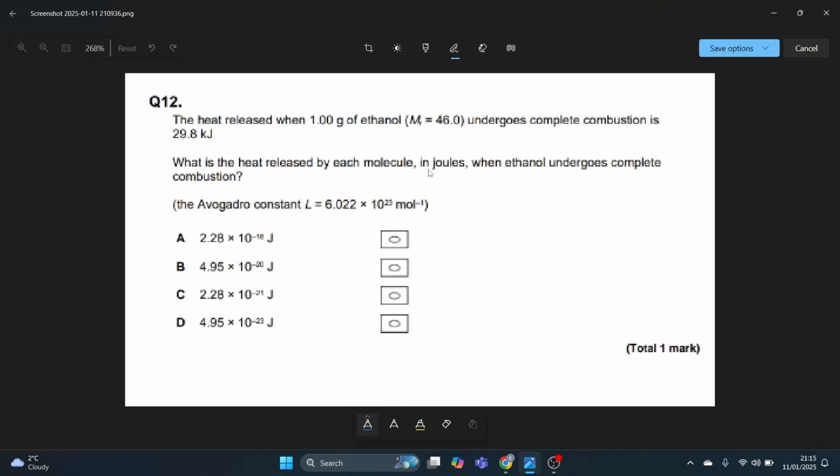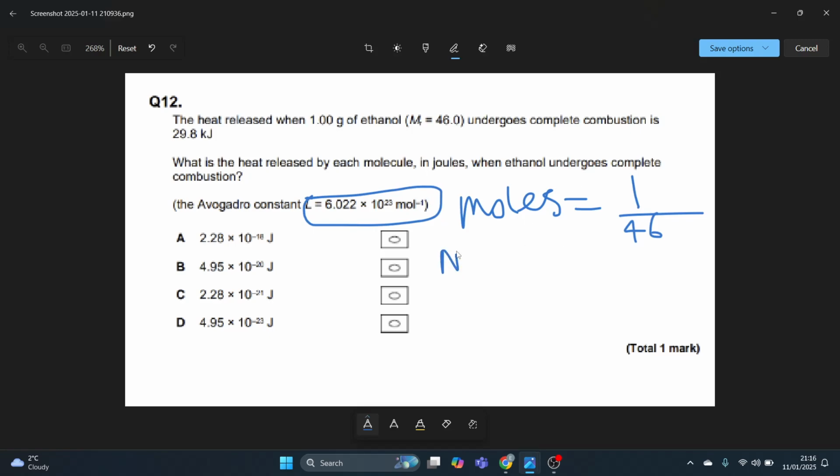Question 12. What is the heat released by each molecule in joules when ethanol undergoes complete combustion? First thing I would do is find out the number of moles. 1 divided by 46. Then I'm thinking, okay, well, they clearly gave me Avogadro's constant, 6.022 times 10 to the power 23, so they definitely want me to use it. So what will that help me with?